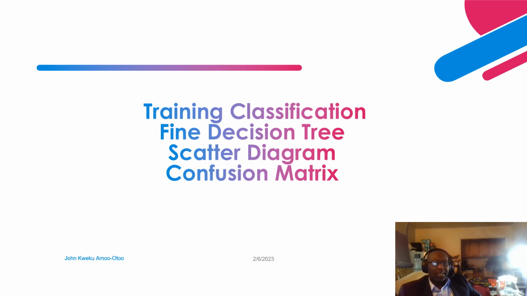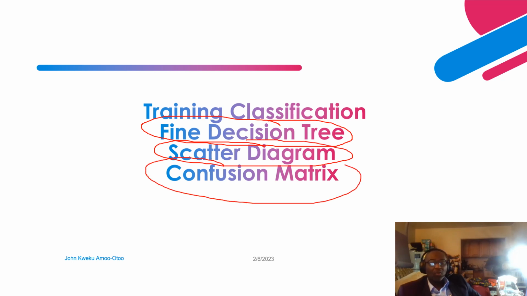Let's take a look at the training classification algorithms that we have. Like I indicated, let's take a look at the fine decision tree. For the fine decision tree, we'll take a look at the scatter diagram, and I'll show you what a scatter diagram looks like, and also take a look at the individual components of the confusion matrix.